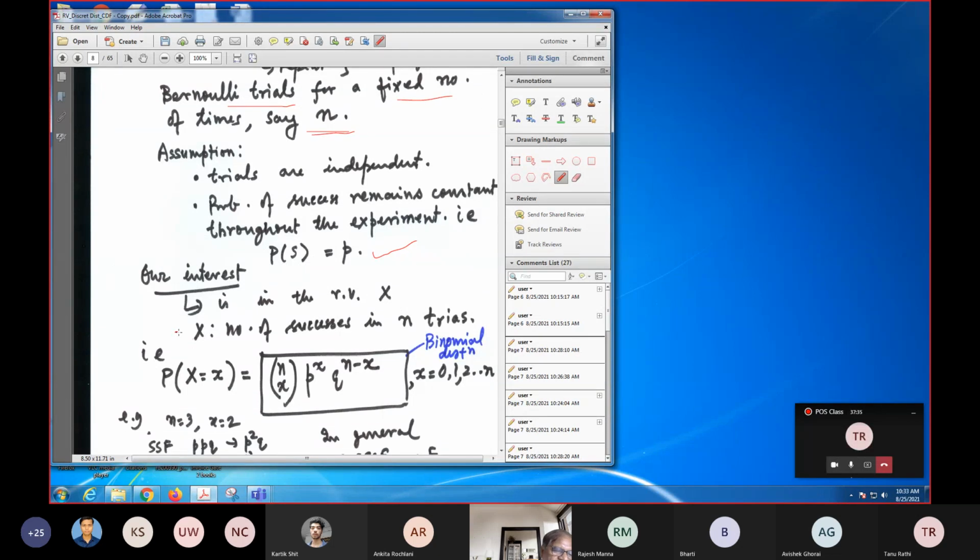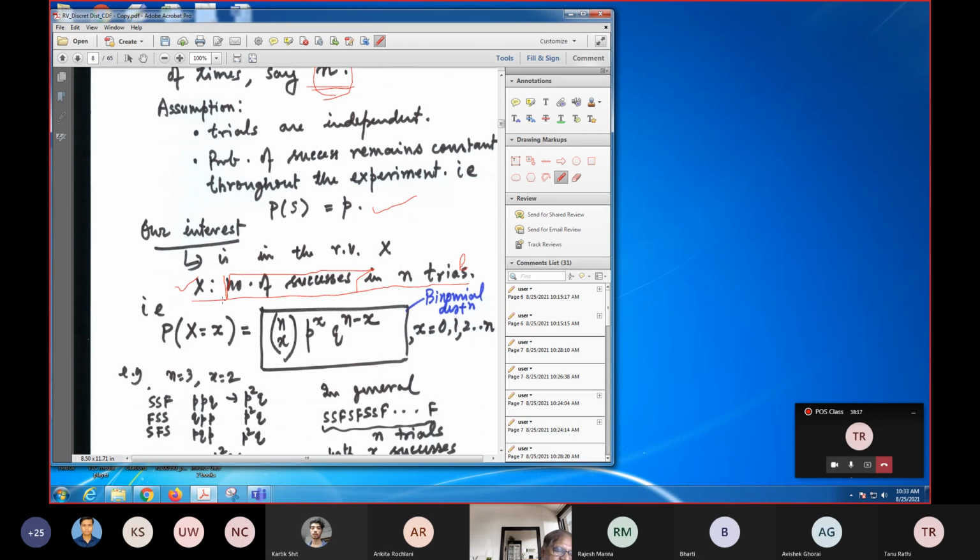So in this case, I will define my random variable. What is my random variable? X is the number of successes in n trials. N we have fixed well in advance. So if I perform my experiment, which consists of repeating the Bernoulli trial n times, my interest is in the number of successes.